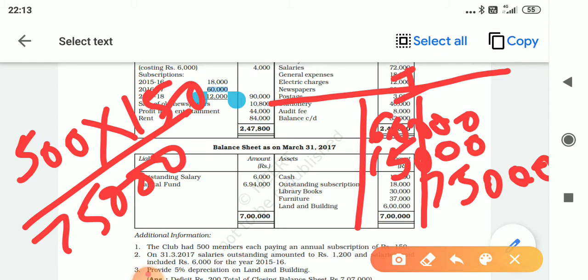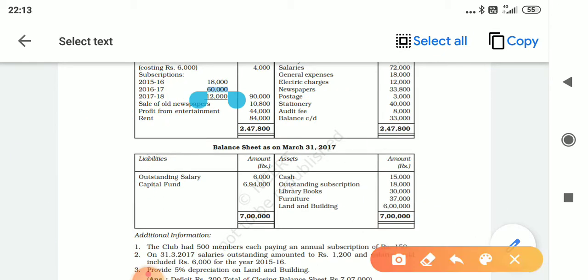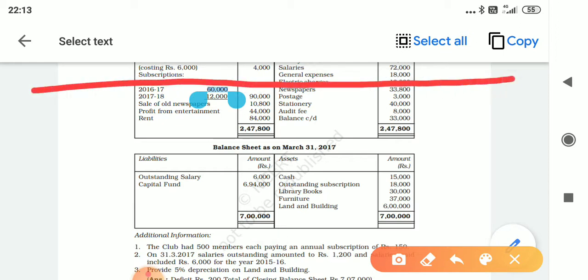Okay students. If you are not able to understand, I will explain it again neatly. Let us assume this is the income and expenditure account. I am making two columns for income side. Income side alone I am showing. Income side means credit side. Subscription, you have to write here subscription.